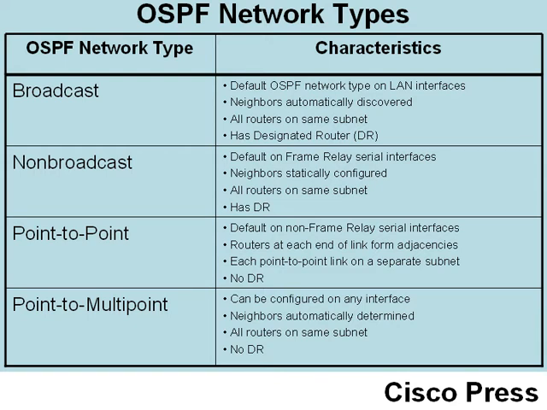Again, all routers are on the same subnet, and we do have a DR, and we could also have a BDR. In a point-to-point OSPF network type, we have a router on each end of a point-to-point link. This is the default type for non-frame relay serial interfaces. Each of our point-to-point links exist on a separate subnet, and there is no DR in this environment.